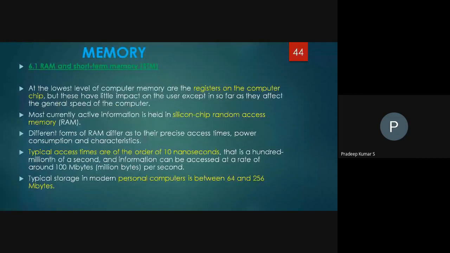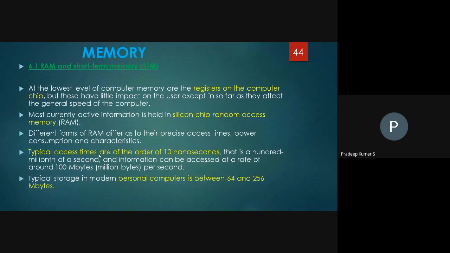Here in the memory, especially the RAM, we can design it as a silicon chip, random access memory. You are already studying how you access data. So many types are there: 16-bit register, 32-bit register, 64-bit register. Depending upon the usage and the complexity of the data, we can use that particular type of register on the data. Here different forms of RAM are there. The form differs based on the access time, power consumption, and characteristics we discussed.